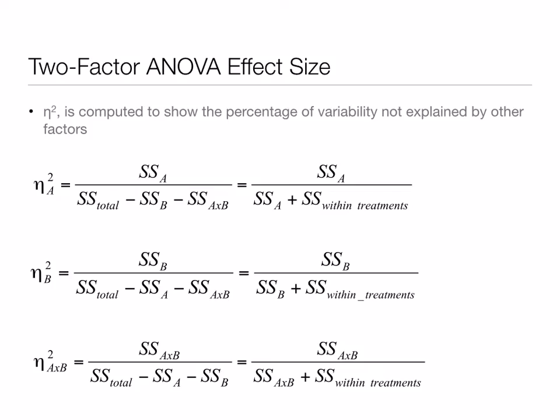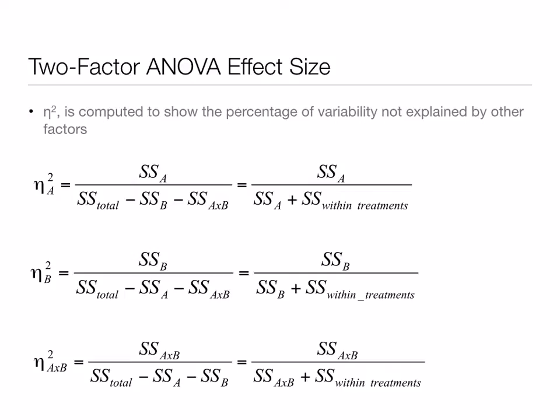We're going to be discussing effect size and APA style of reporting findings. For the two-factor ANOVA's effect size, we're still using eta squared. It's still the same thing that it's been previously in all of our other types of ANOVA, that percentage of variability not explained by other factors. And just as you would hopefully suspect, we're going to have a different effect size for each of our F-tests. So we'll have an eta squared for factor A, an eta squared for factor B, and an eta squared for the interaction.